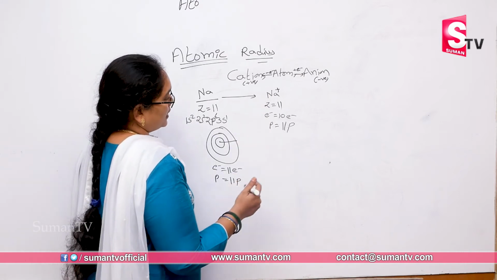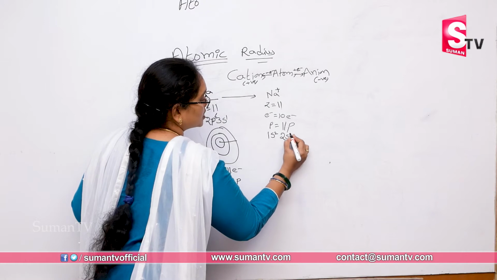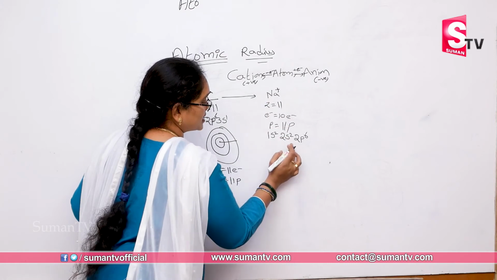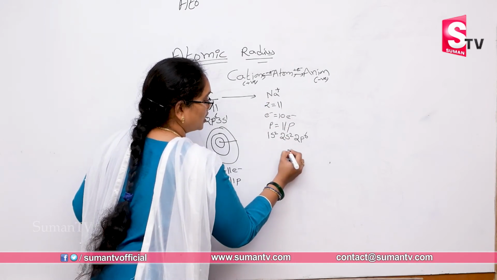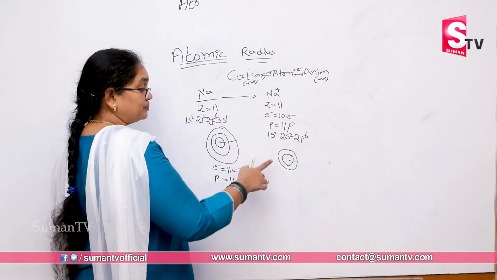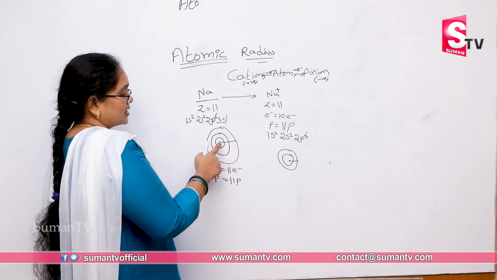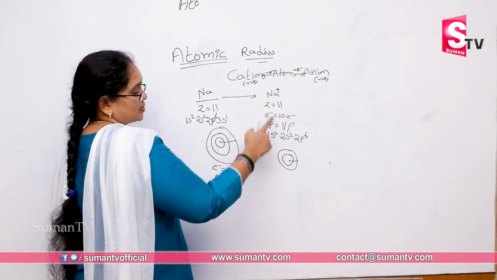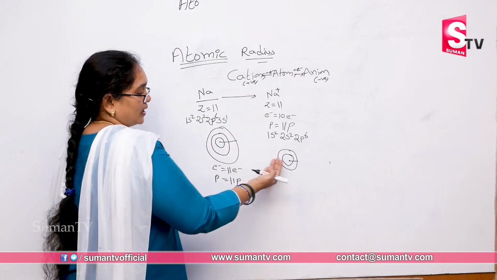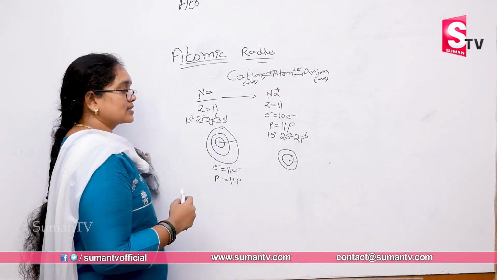Now if you write the electronic configuration of Na+, it is 1s2, 2s2, 2p6. If you observe clearly, the Na+ ion has lost its electron from the third shell, so from the nucleus to the second shell is considered its atomic radius. In the case of the atom, it is the distance from the nucleus to the third orbit. When it comes to the ion, it is nucleus to the second shell. Clearly, the size decreases. That means when an atom converts to its cation, its size decreases.